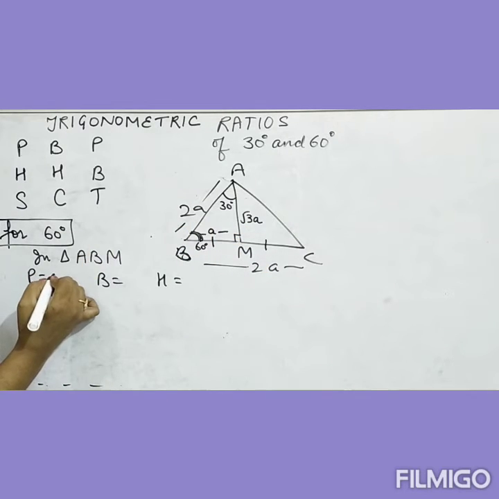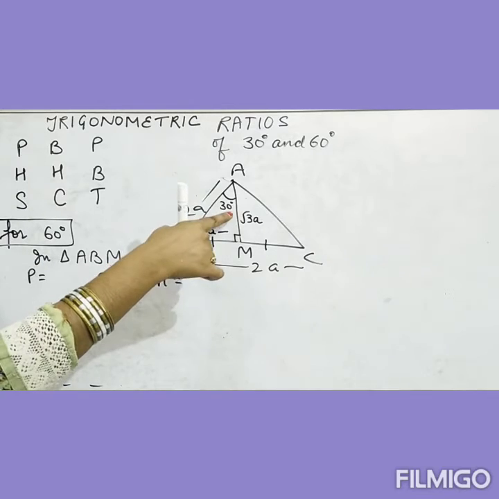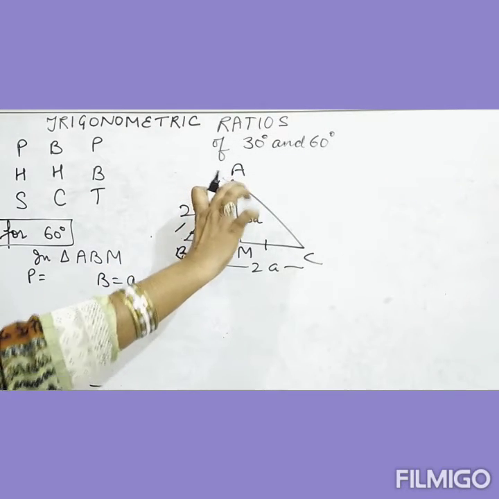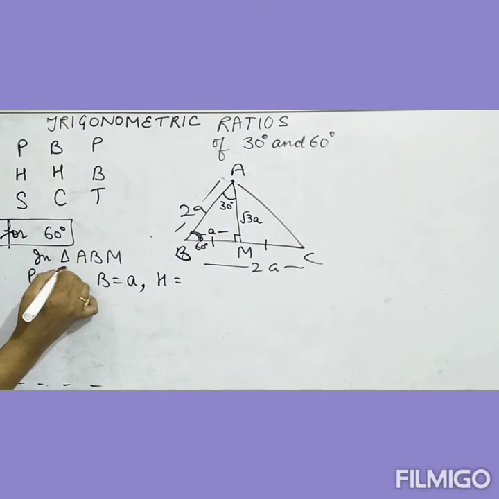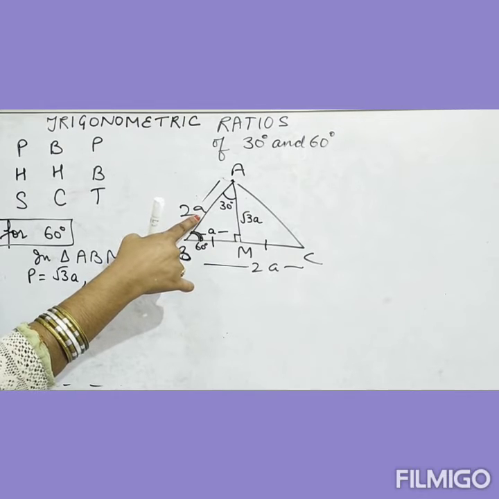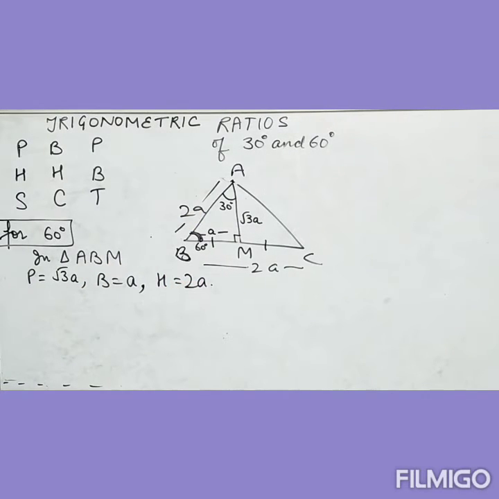is A. So base is A. And side opposite to angle will be the perpendicular. So AM is the perpendicular, and perpendicular is root 3A. And the side opposite to 90 degree is always hypotenuse, and here it is 2A. Okay, now I have the value of PBH for 60 degree.